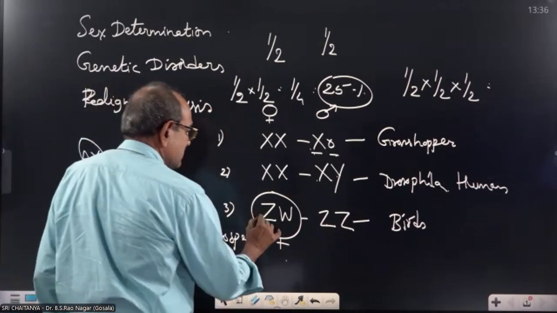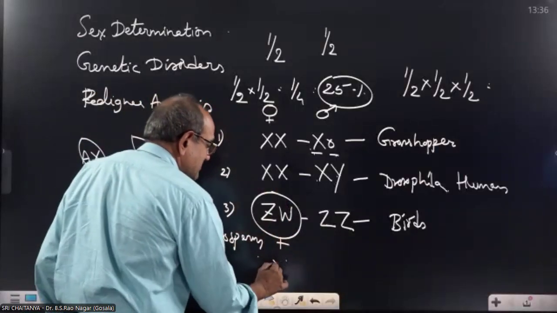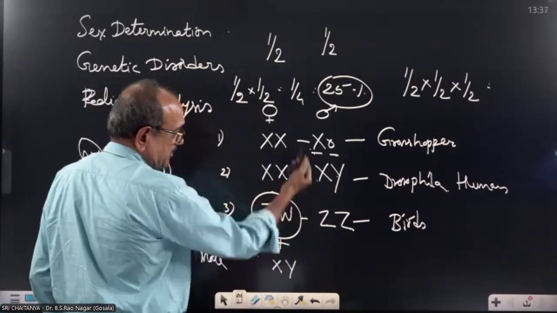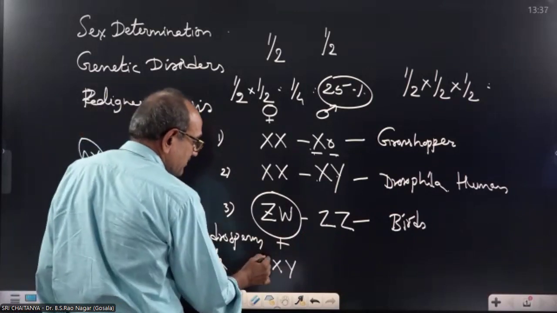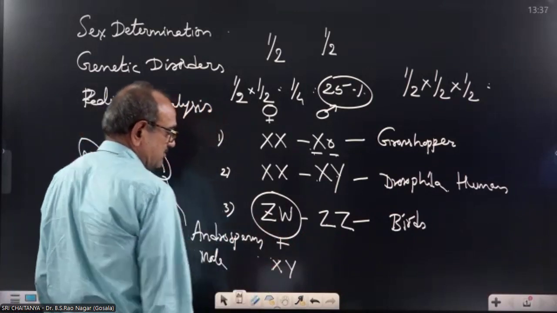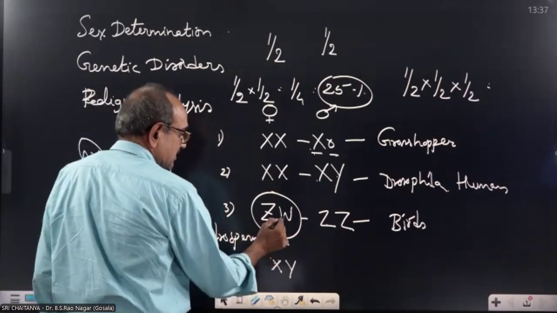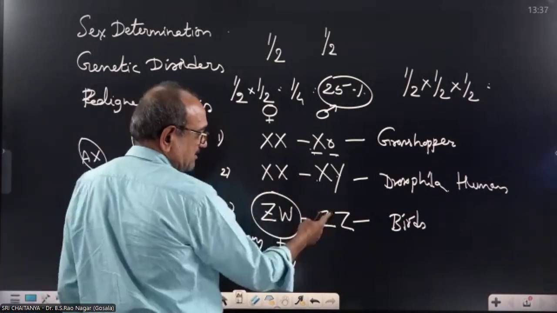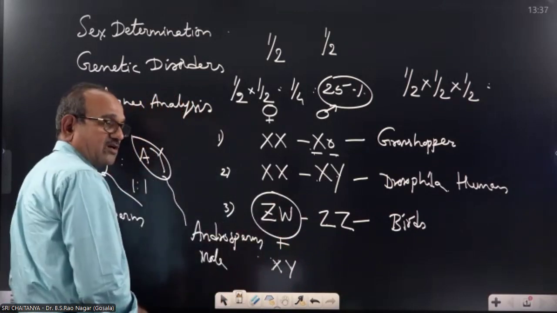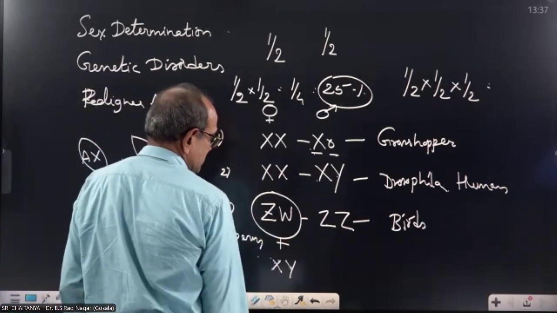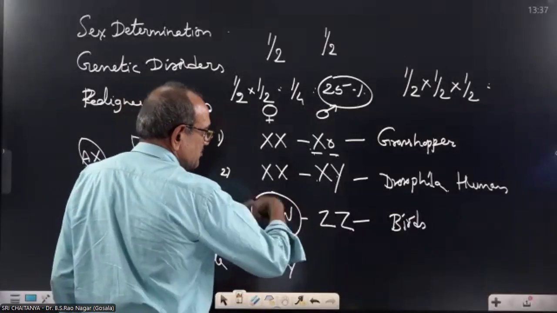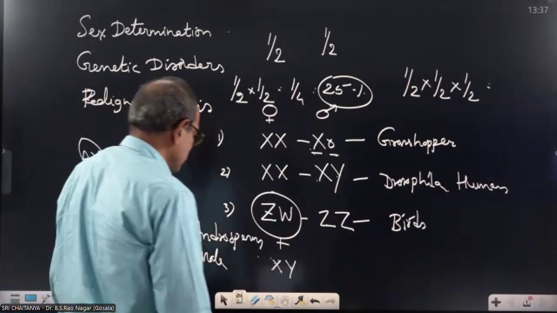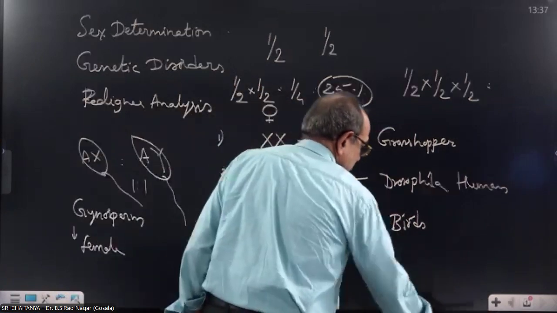Here, actually Z and W are nothing but X and Y chromosomes. Because we already used the symbols X and Y for previous methods, to avoid this repetition, we are using Z and W. Actually, Z is equal to X, W is equal to Y. So XX, XY method, the exact reverse is the method of determination of sex in the birds. ZW, ZZ is exact reverse to the Drosophila method or human method, XX, XY method. Right. So these are the 3 fundamental methods described in our syllabus.